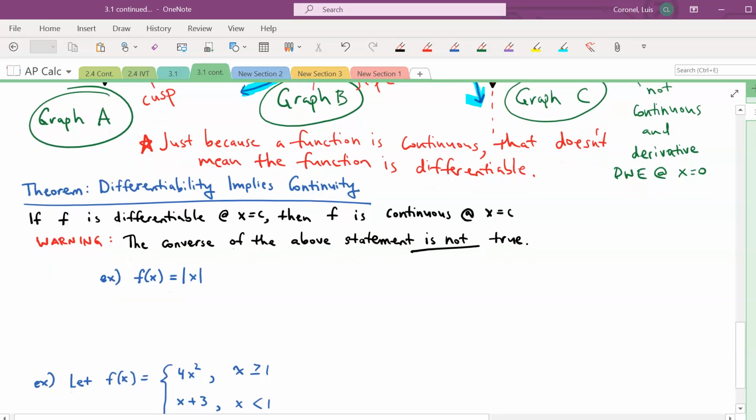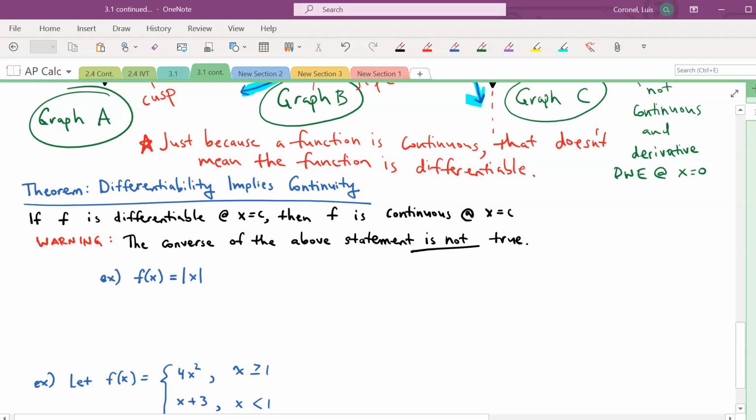We have a different idea though. We have a theorem that says if a function does have a derivative, if you can find the slope, if a function is differentiable, then that implies continuity. That means if your function is differentiable, then you have a continuous function. So that's this theorem: if f is differentiable at x equals c, then f is continuous at x equals c. We're going to look at some examples of what we mean by this.